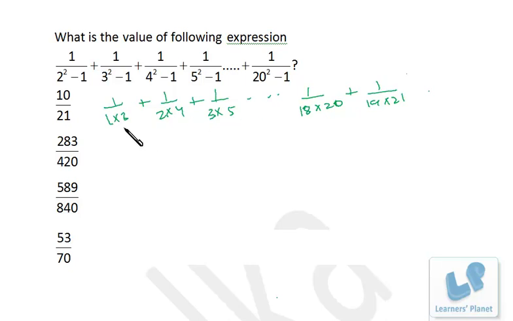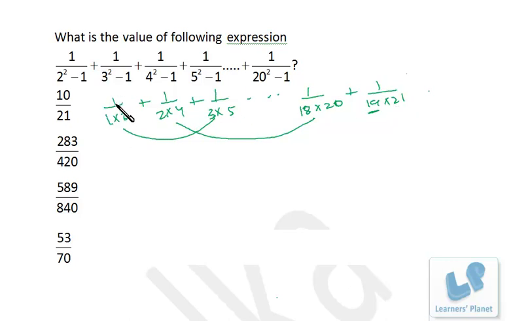Now alternate terms you can see are 1 upon 1 into 3, 3 into 5, 5 into 7, right? And the remaining alternate terms are 2 into 4, 4 into 6, 6 into 8, right? So one set of terms starts with odd numbers, and the remaining ones start with even numbers. Since the last term is 19, the number of even terms is 1 less than the number of odd terms, since the first is also odd and the last is also odd.